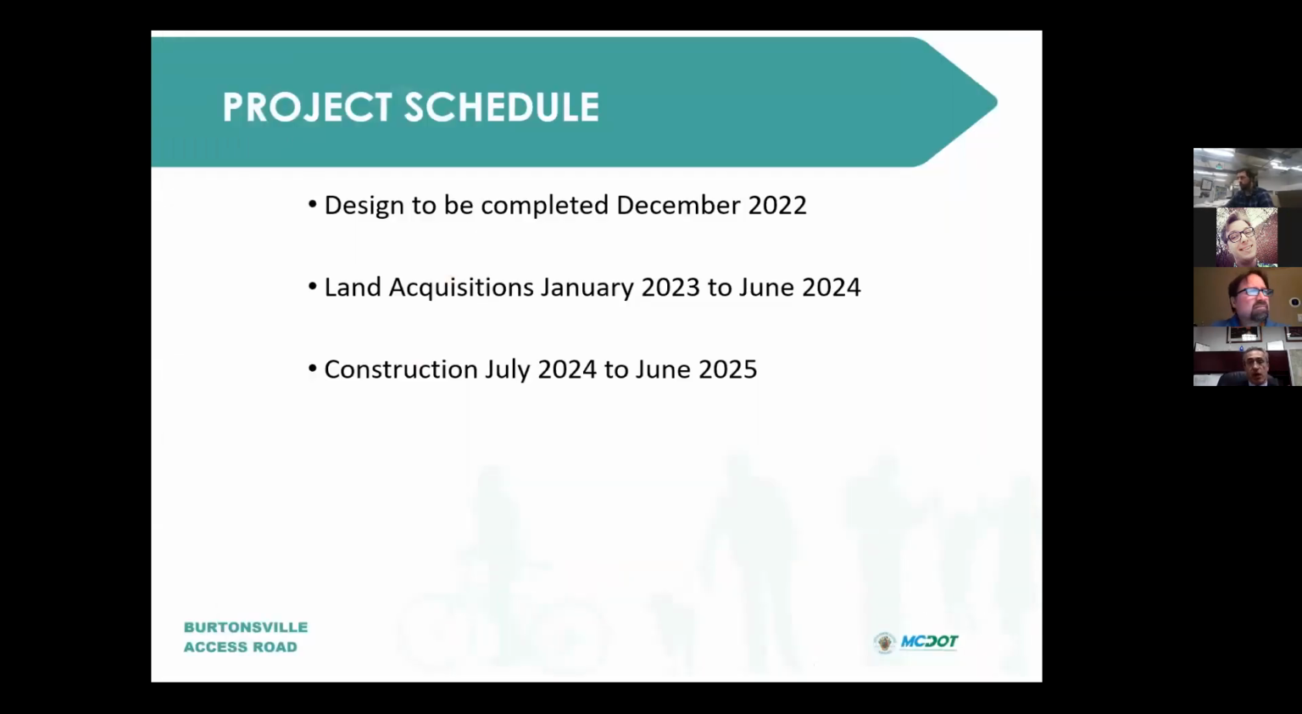The schedule of the project is a little ambitious, but I think we're going to make it. We're going to finish the design by the end of this calendar year. And then I will turn it over to my colleagues in our property acquisition section, and they will have about 18 months to complete the property acquisition. And the construction is scheduled to start in July of 2024. It should take about a year, hopefully less, but approximately that much.